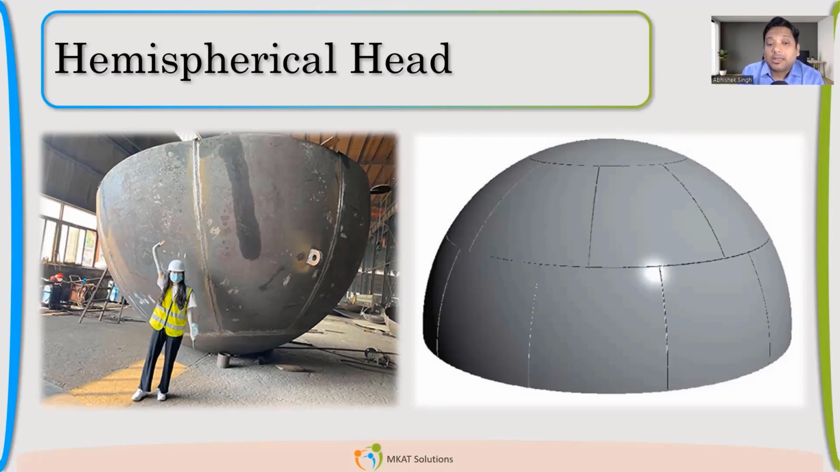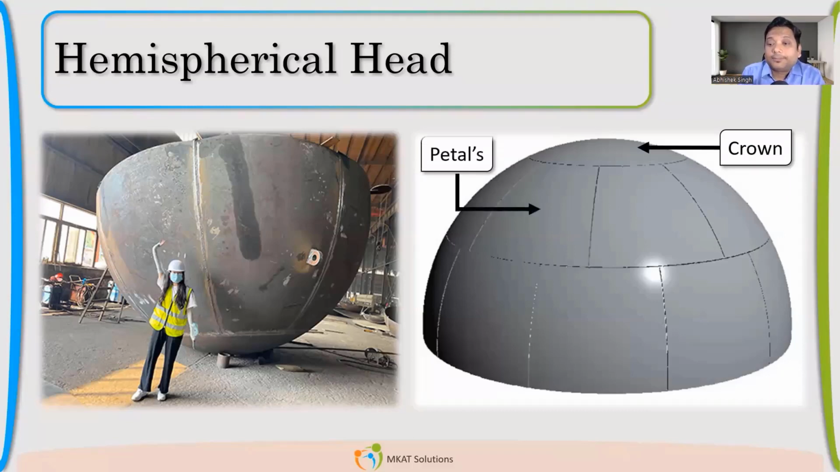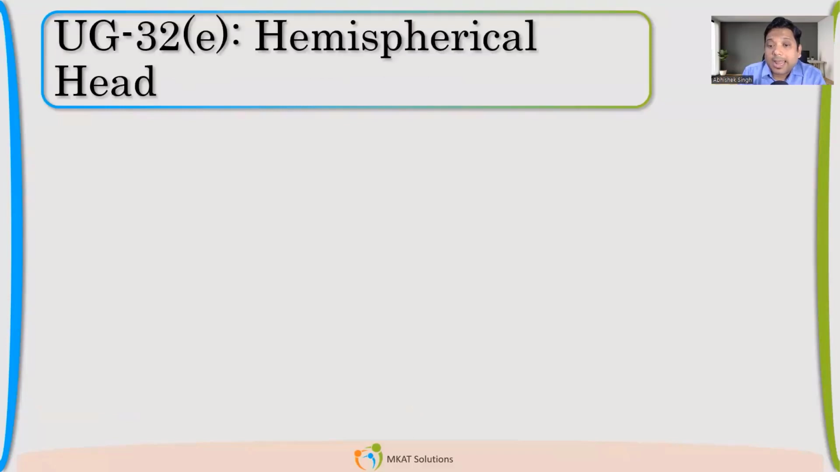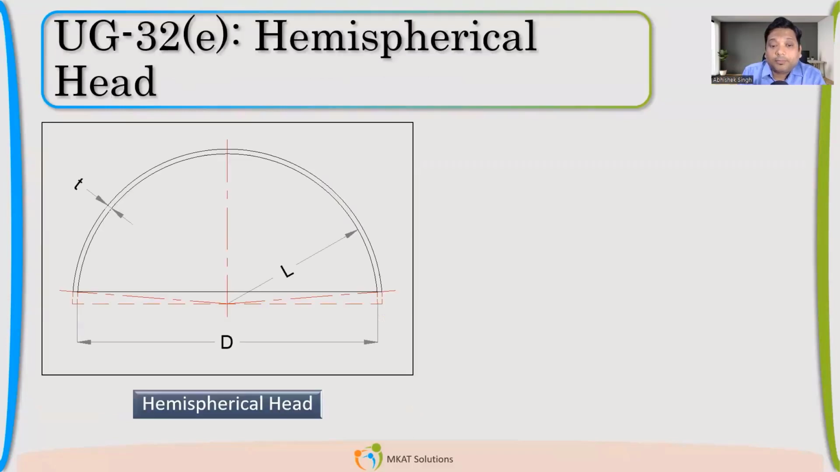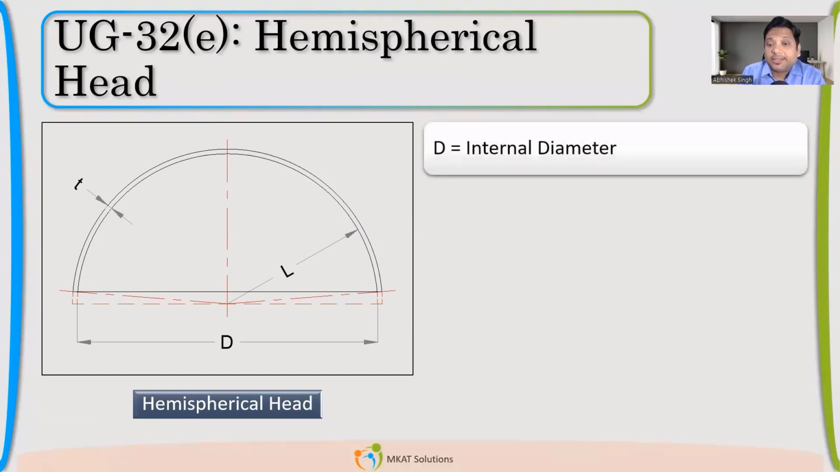When we use a hemispherical head, when your pressure is very high, in that case, you can save lots of material. So typically you will see that in bullets, mounted bullets, where the pressure is really high. So you can see here crown and petals. Now, this is a typical hemispherical head.